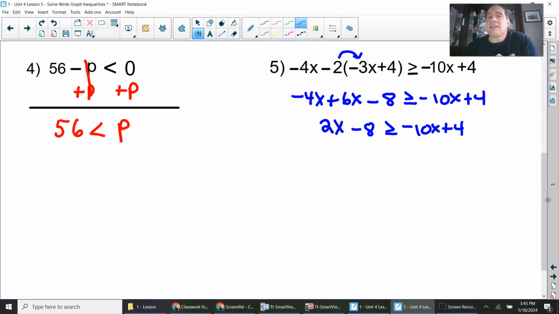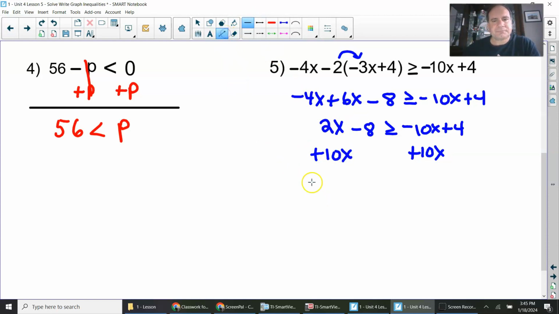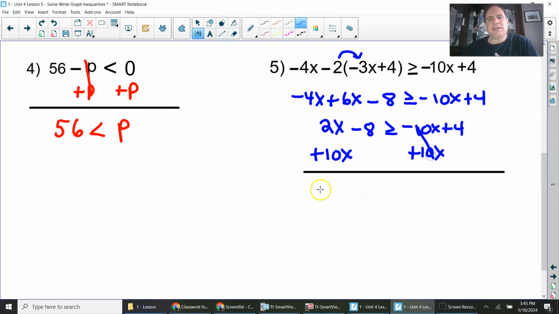So if I subtract the 2x on both sides, that means I'm going to have negative 12x on that right side. I don't want that. I want a positive. So that means I'm going to take the smaller x and bring it over to the other x. That way, the negative 10x and the positive 10x cancel.